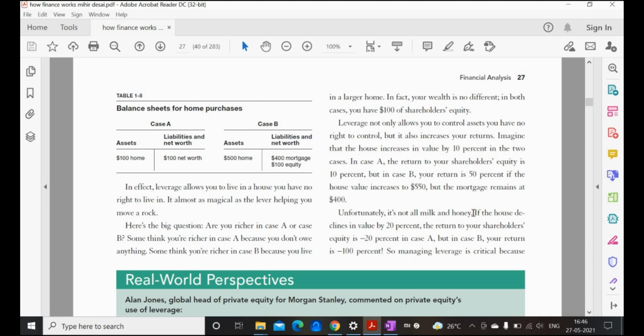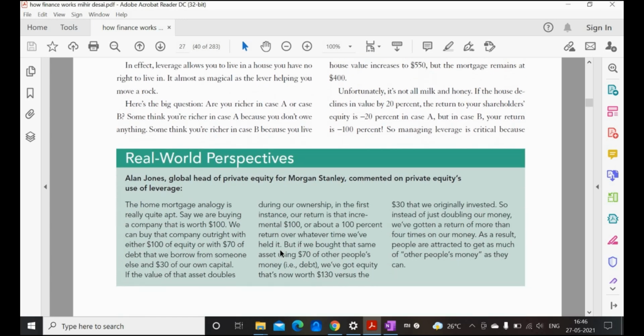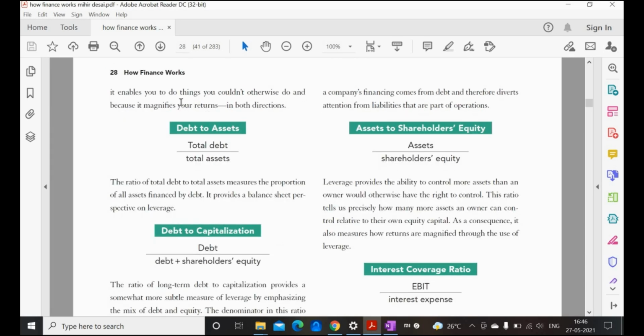Unfortunately, it's not all milk and honey, because if the house declines in value by 20%, the return to your shareholders' equity is minus 20% in case A, but in case B, your return is minus 100%. So managing leverage is critical because it enables you to do things you couldn't do otherwise, and because it magnifies your returns in both cases, right?